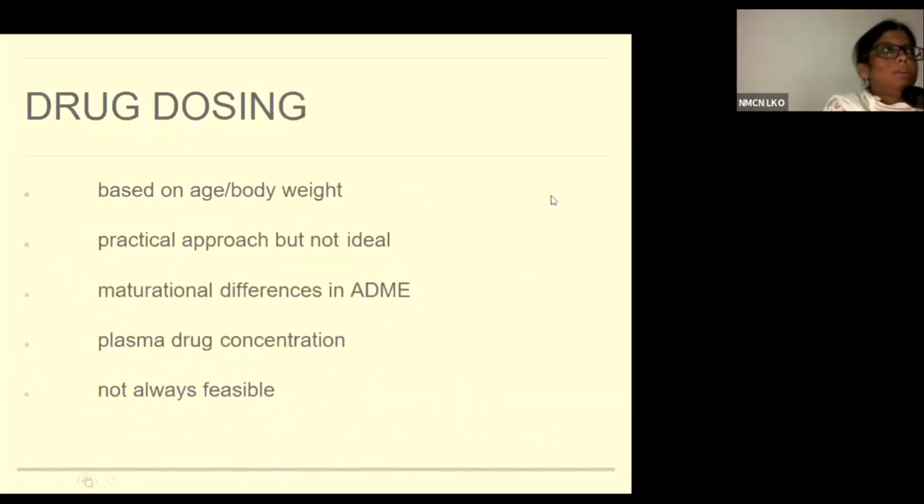So the drug dosages of antimicrobials will be based on the age and the body weight of the baby and the child. It is a practical approach, but it's not the ideal. Ideally, we should measure the plasma drug concentration whenever feasible, mainly because of maturational differences in absorption, distribution, metabolism, and elimination, which we have seen previously. However, plasma drug concentration is not always feasible. So the practical approach is still what we follow.